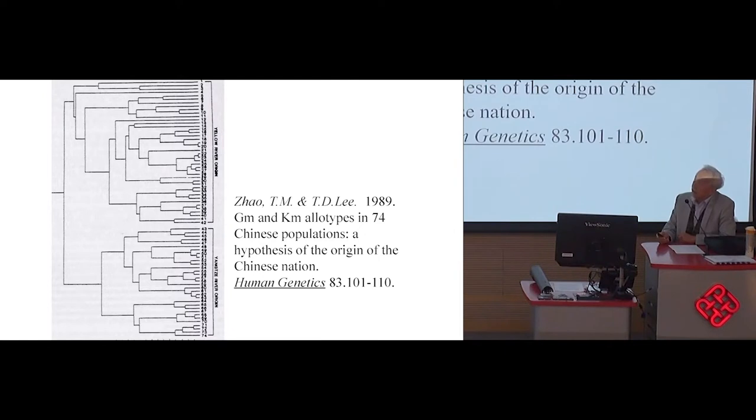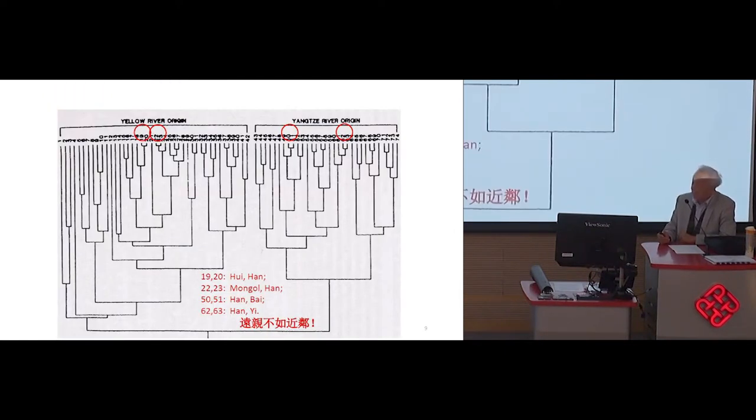If you stand this tree on its head, you'll find that 19 and 20, where are they? One of them is Hui, the other one is Han. The Han in area 20 is genetically closer to the Hui in area 20 than it is to the other Hans further away. So we have the saying in Chinese, Yuan Qin Bu Ru Jin Lin, distant relatives are not as good as close neighbors. This applies genetically.